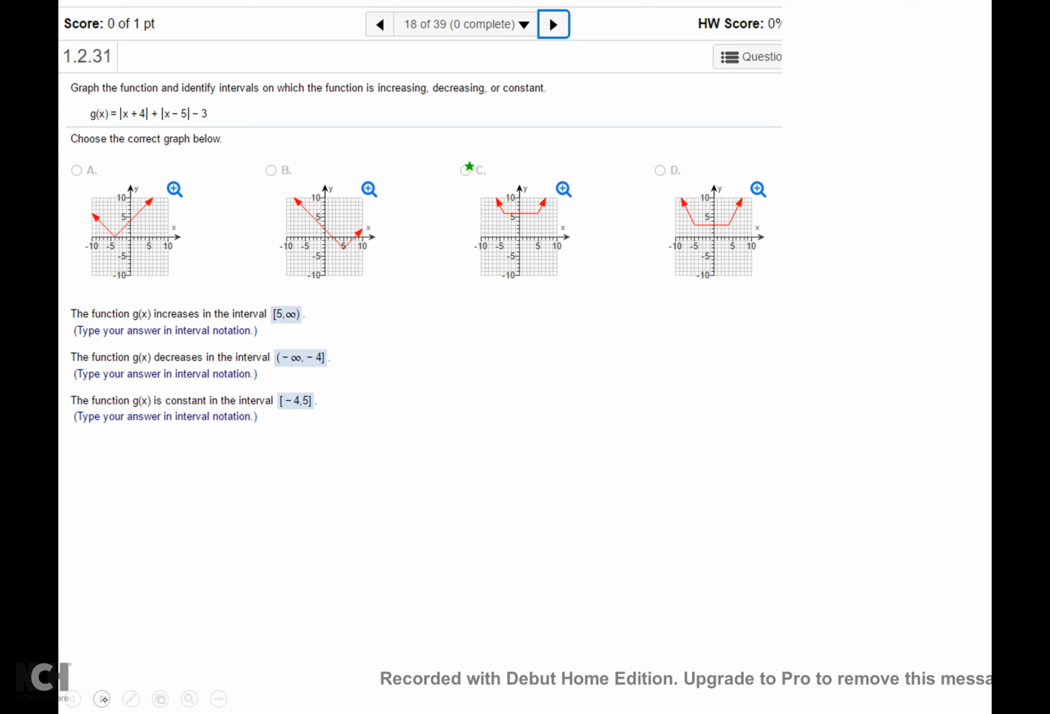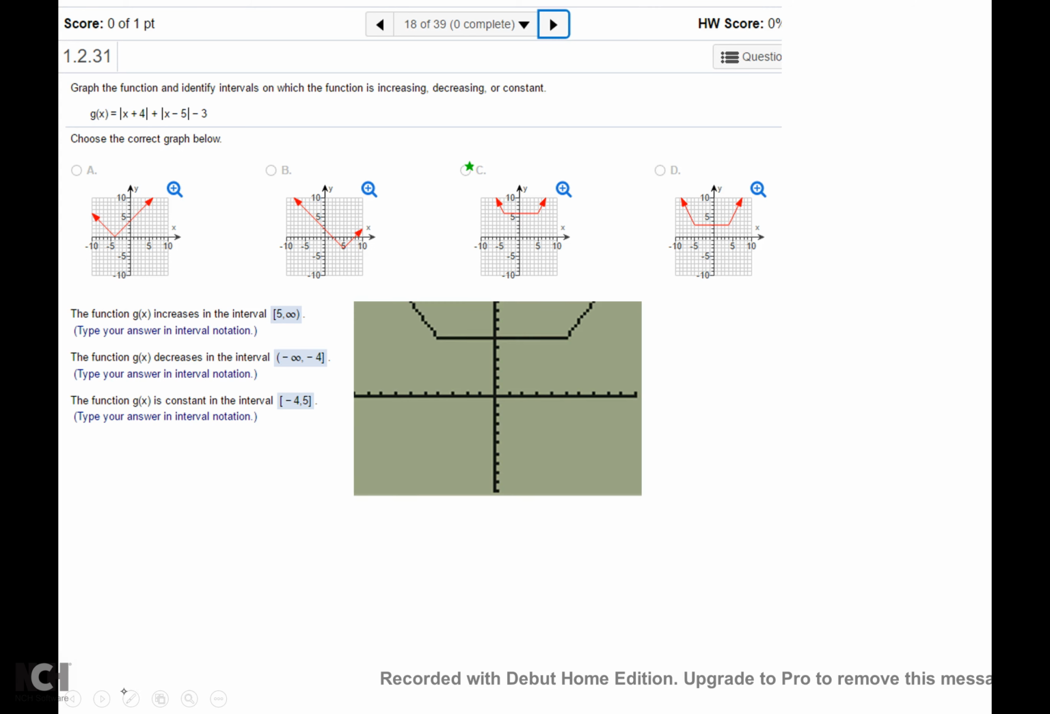Graph the function and identify intervals on which the function is increasing, decreasing, or constant. If I type that in, I get this picture. They want increasing first. Well, it's increasing here, which is from 1, 2, 3, 4, 5 to infinity. They want the decreasing interval, which is negative infinity to this point, which is negative 4. And then they want the constant, which is in the middle, which would be negative 4 to 5. Okay.